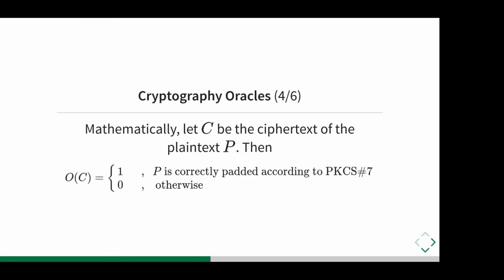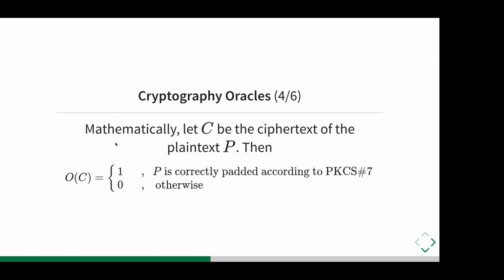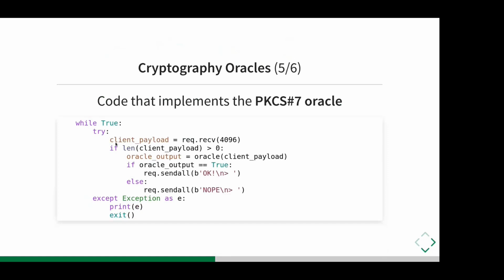Mathematically, the oracle is a function which gives us 0 or 1, depending on our ciphertext. This is the payload that the server receives, the entire sequence of blocks, and it returns 1 or 0, okay or nope, depending on the plaintext. From the ciphertext, the server uses the key to get to the plaintext, so the server needs to know the key. Then, once we have the plaintext, we ask: is it padded correctly according to the PKCS padding scheme? If it is, we get a 1. Otherwise, we get a 0. And this is the code that implemented the oracle in the challenge.